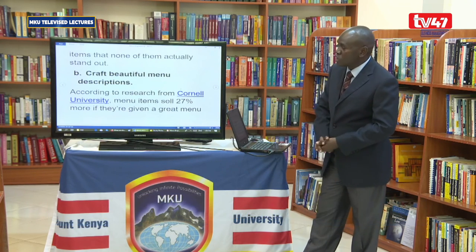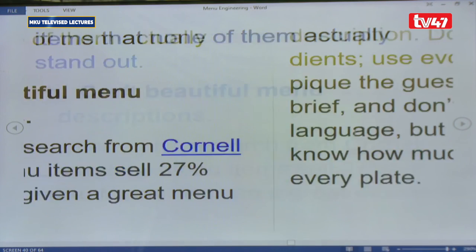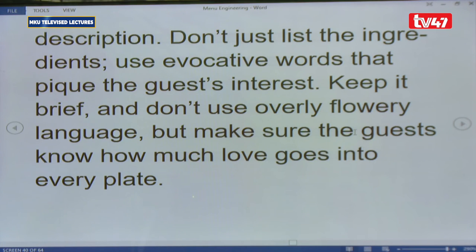And the second principle here is to craft beautiful menu descriptions. Now, according to research done by Cornell University, menu items will sell 27% more if they are given a great menu description. So you don't just put there an item called a chicken burger. You need to go beyond that and describe what exactly goes into making this burger.